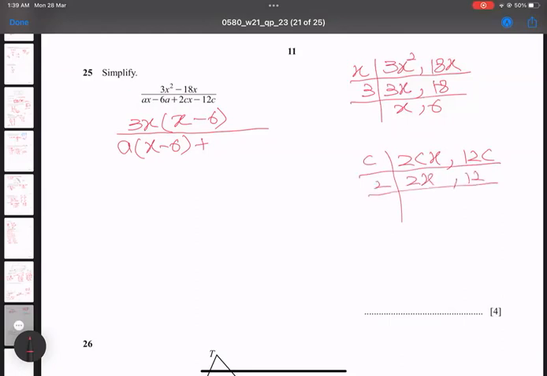Then I got 2 common, I got x and 6. So I think 2C is common, confirm for you. In the bracket, what left? X and 6 left. So I will write x minus 6.